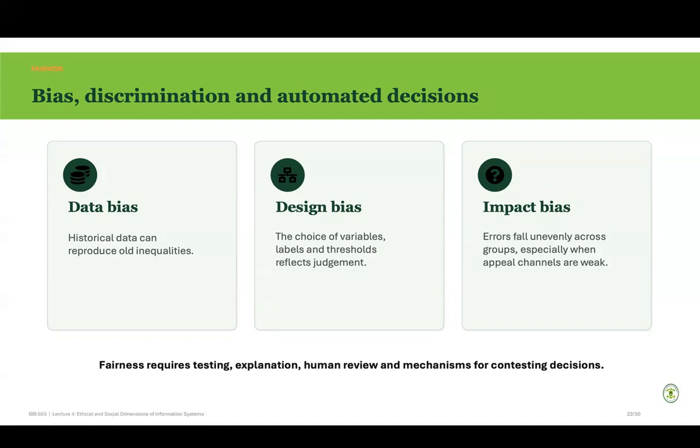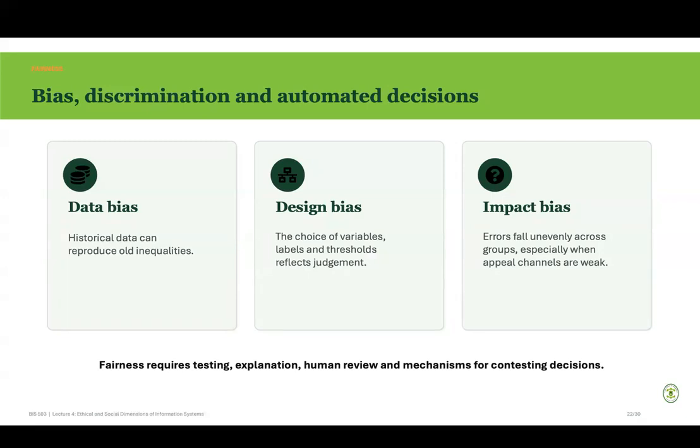Automated systems face issues of bias in several ways, because bias can enter into an automated system in several ways. Let's start with the issue of data bias. The historical data that we want to put into a system can be biased.